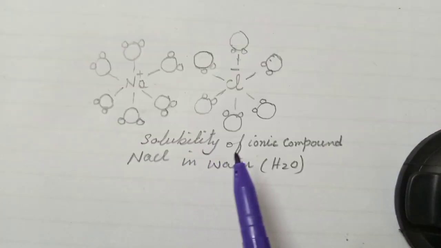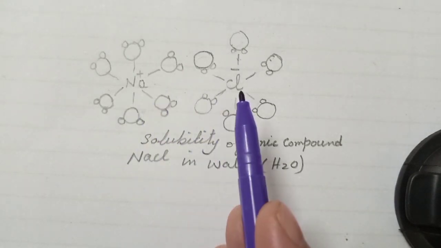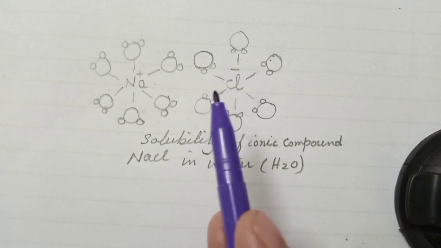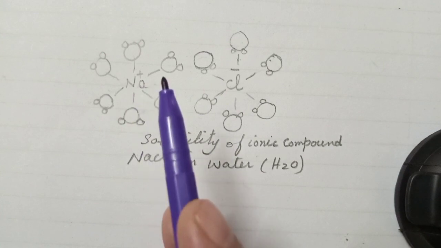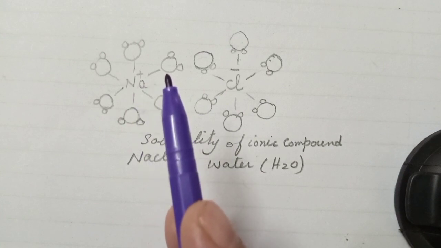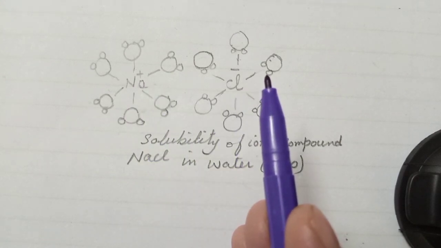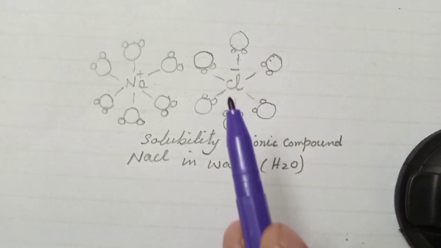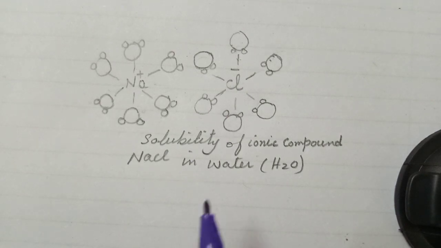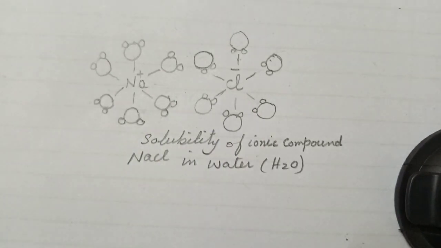Students, here you can see the solubility of ionic compound sodium chloride in water. When we put the sodium chloride in water, the water molecules surround its opposite charges. Water molecules are arranged in such a way that in case of sodium ion, the negatively charged oxygen atom of water is oriented towards the sodium ion. And in case of chloride ion, the positively charged hydrogen atoms of the water molecule are oriented towards the chloride ion. Due to these forces of attraction between the water molecules and the ions, the strong electrostatic forces of attraction between sodium and chloride ion is weakened, due to which they are separated and are soluble in water.